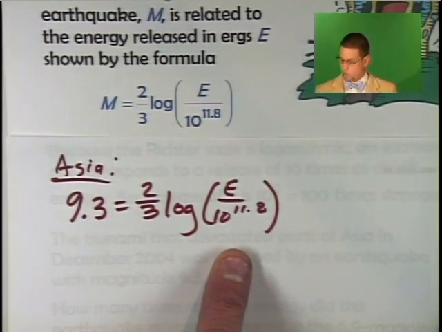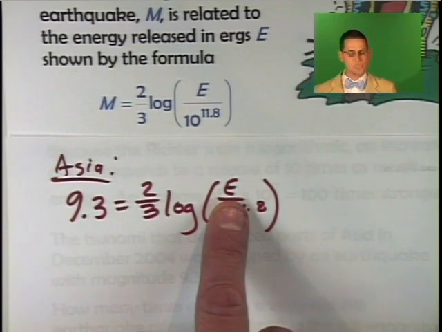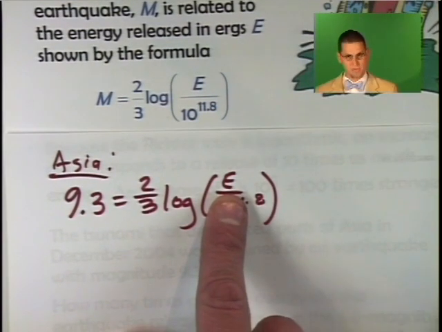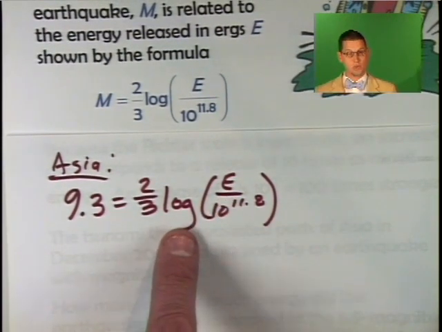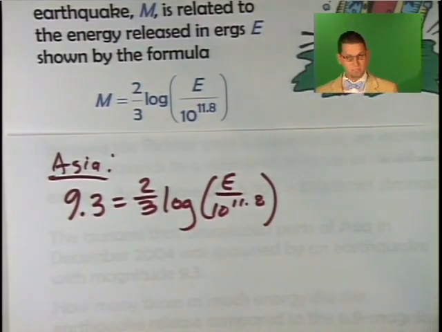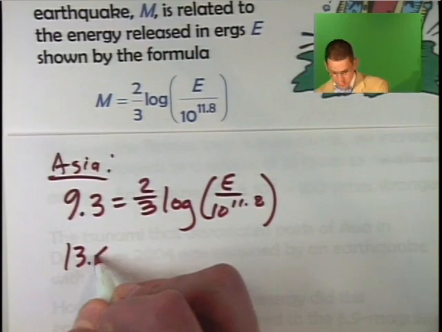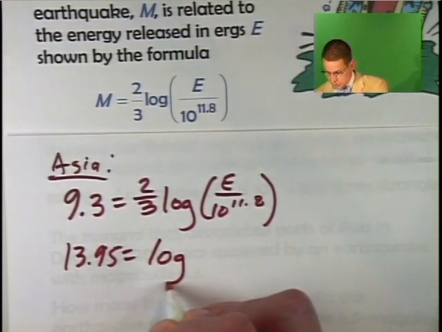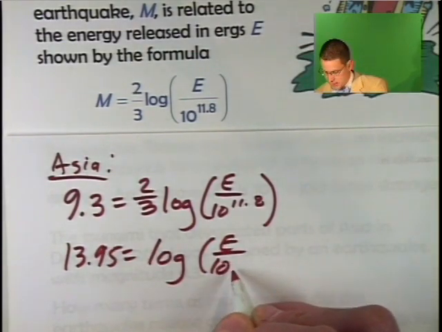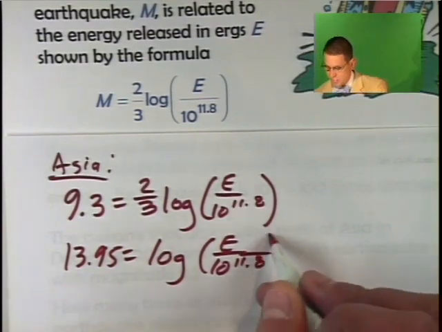So I've plugged in this number. Now this is one formula with only one unknown. I need to solve for E. So how can we solve for E? Well, I need to isolate the log. So I will multiply both sides by 3/2 or 1.5, which will get rid of that. And that will give me 13.95 equals log of E over 10 to the 11.8.